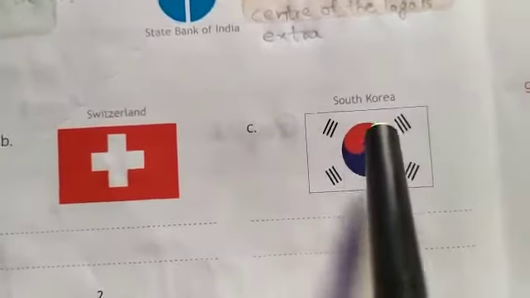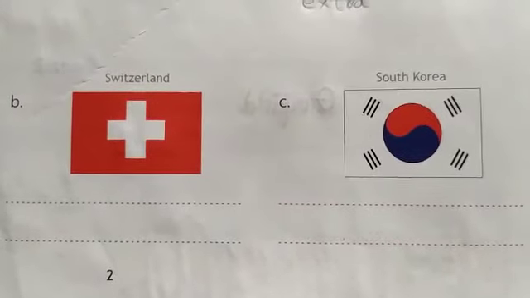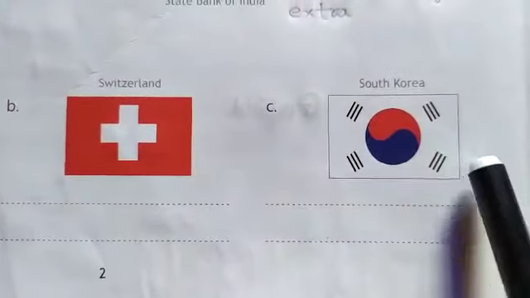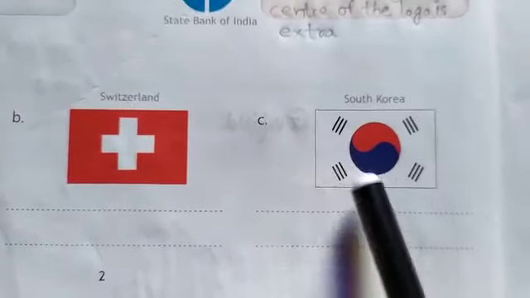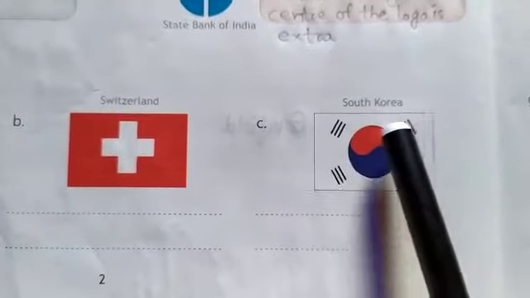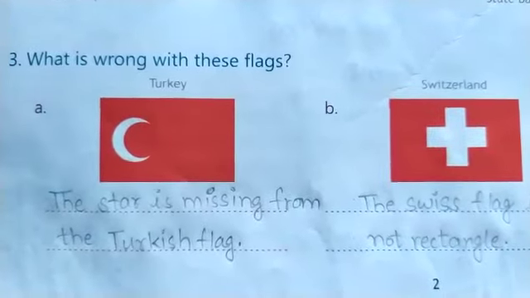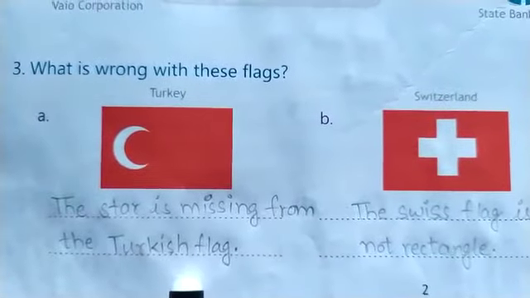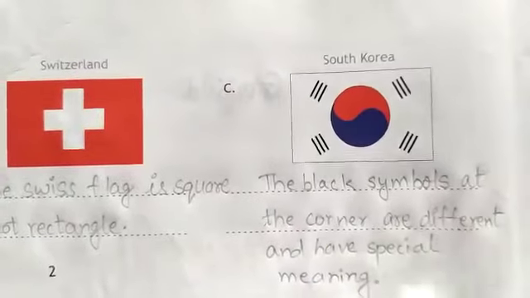Moving on to the C part. Here, this is the flag of South Korea. The black symbols on the four corners, can you see? Three black lines have been drawn. The black symbols at the four corners are different. These are not simply lines. They have special meaning also. So the final answers which you will write are: this is the first answer. This is the second one, that it is square, not rectangle. And this is the third answer which you have to write here.